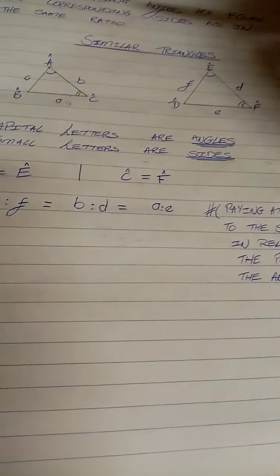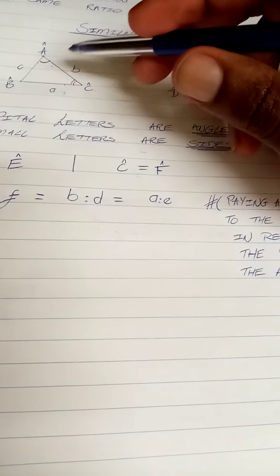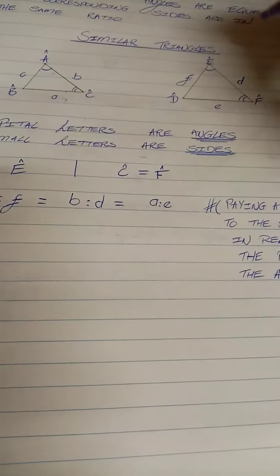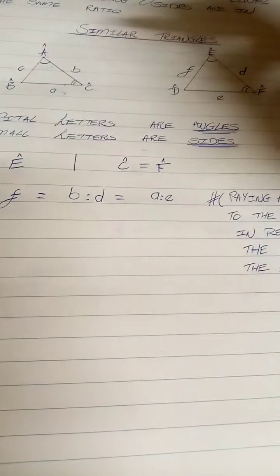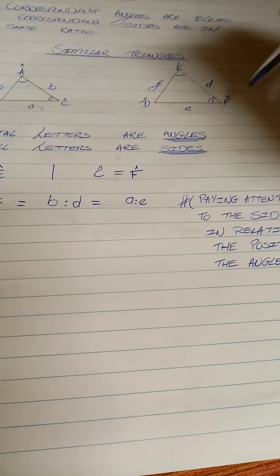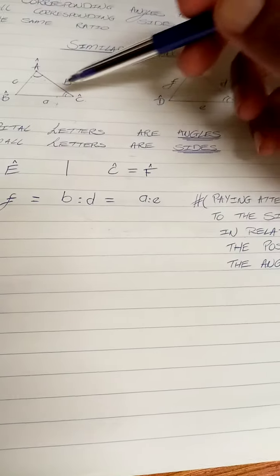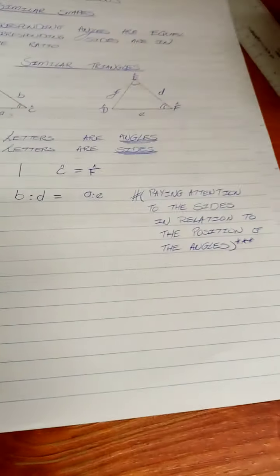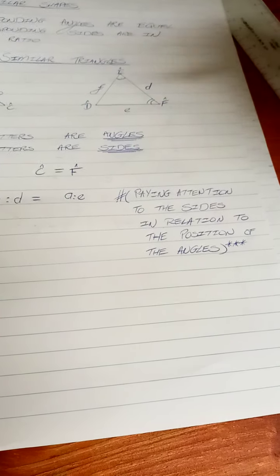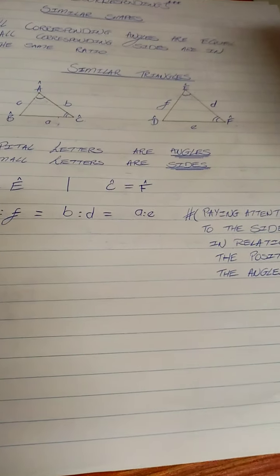This angle right here, which just has one mark, represents that it is equal to angle E. So angle C, which has two stripes, is equal to angle F. So it has to be in that sort of relation. So paying attention to the sides in relation to the position of the angles. So let us look at an example of a similar triangle.